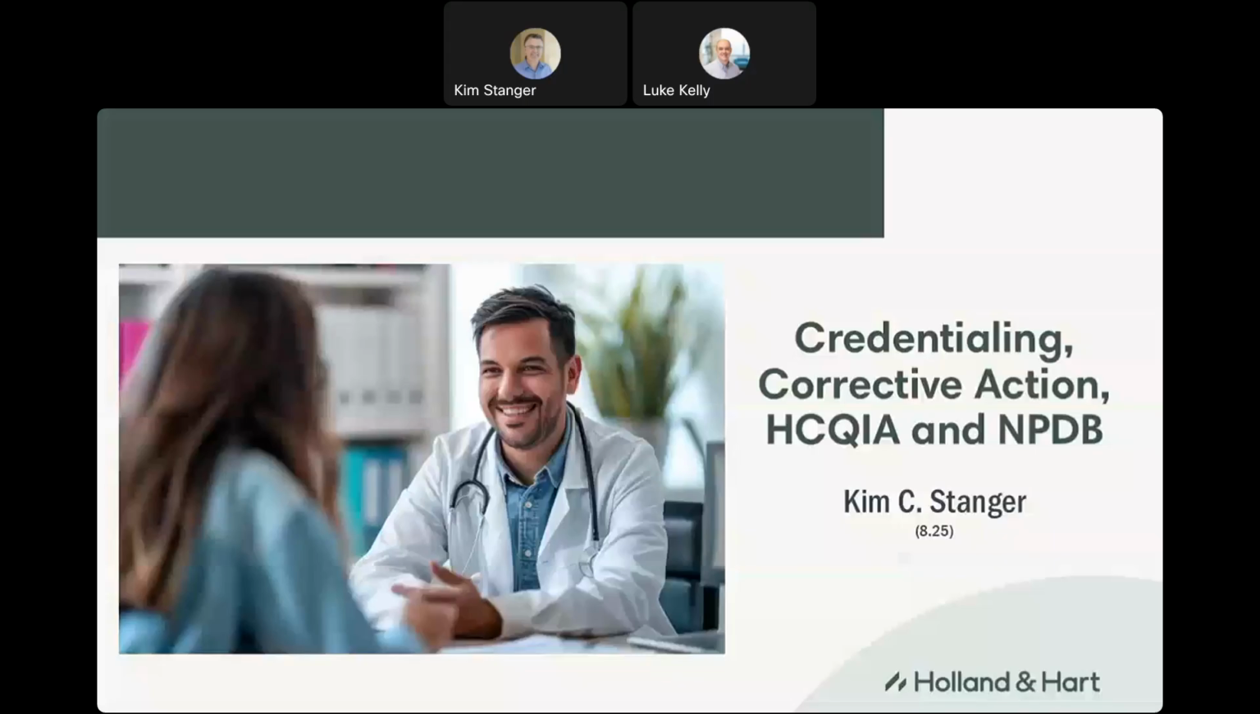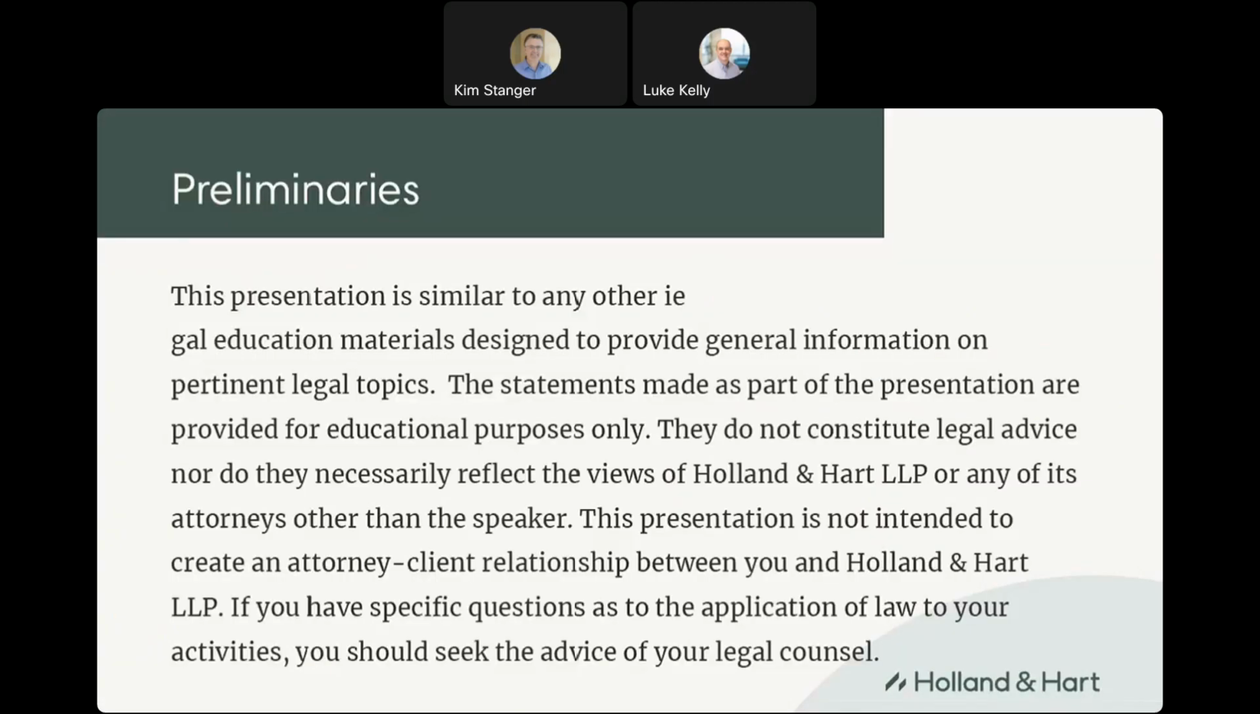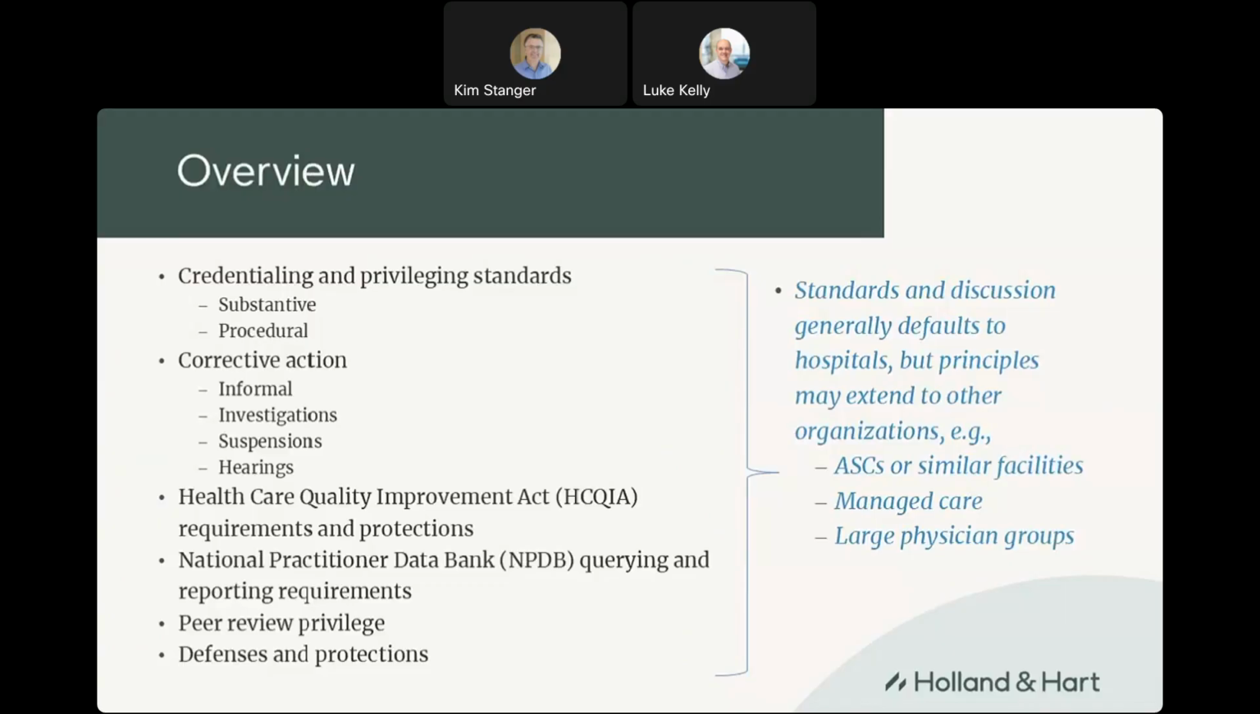Today, we're going to be talking about corrective action, credentialing, HCQIA, and the NPDB requirements. We've got a lot to cover today. I'm going to talk about credentialing and privileging standards, corrective action, the process that you go through, and some considerations. We're going to talk about the Healthcare Quality Improvement Act, the National Practitioner Data Bank reporting requirements, peer review privilege, defenses and protections.